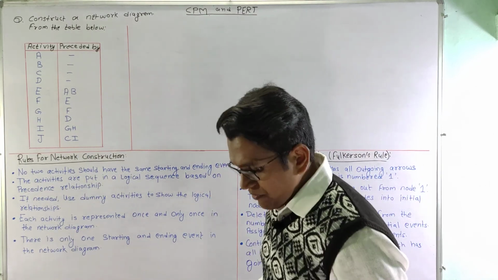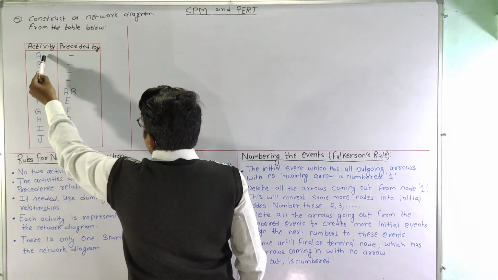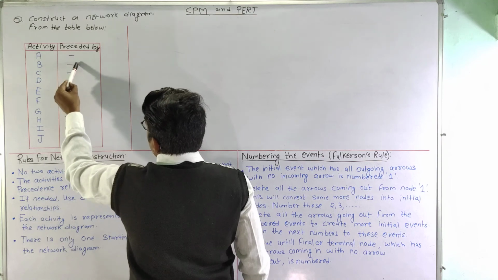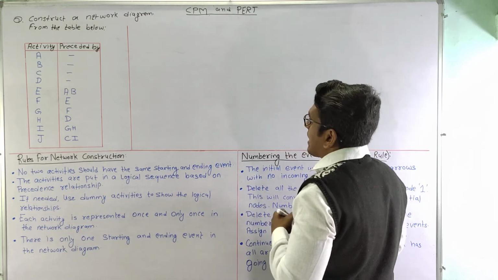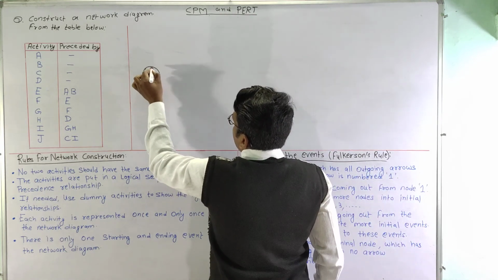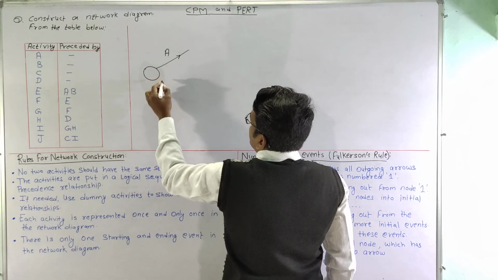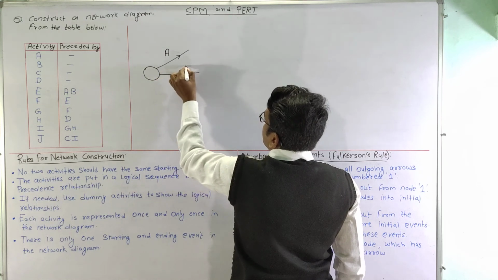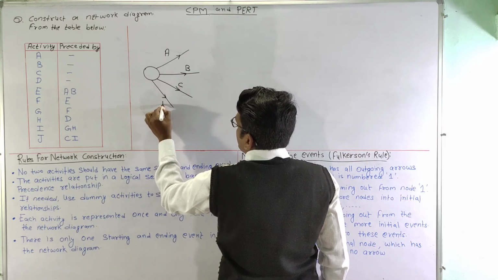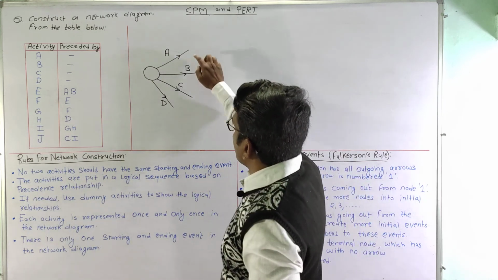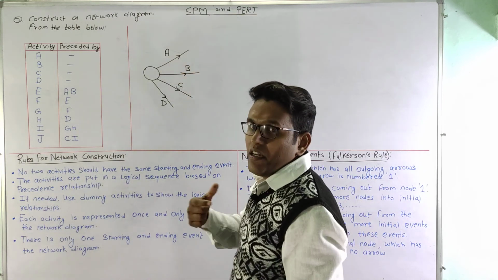In this particular network we can see that activities A, B, C and D are all not preceded by any activity. That means they are independent and can be started simultaneously. So we start these activities: this is activity A, then activity B, then activity C, then activity D. We will not make a finishing event for any activity until it is required.